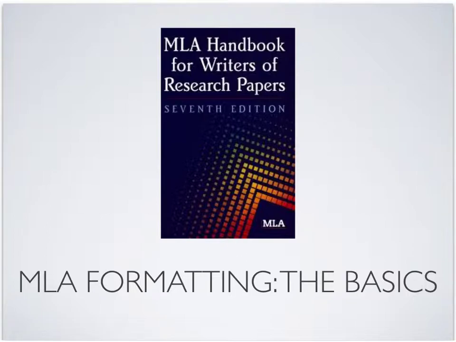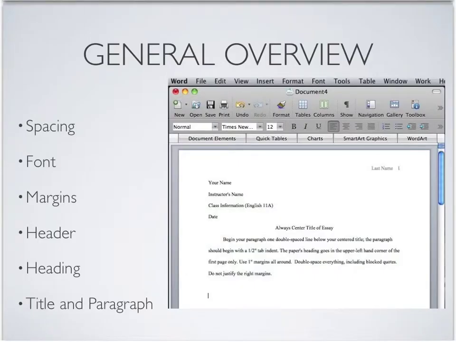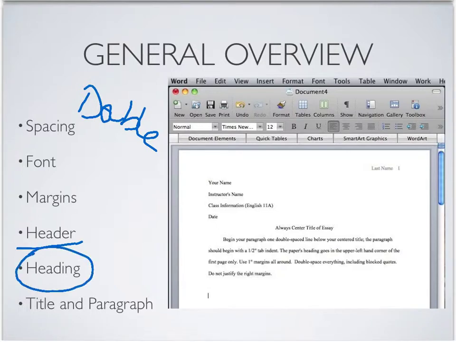smoothly. So first we're just going to talk about the general overview. MLA formatting consists of about 6 main elements. You need to make sure you have proper spacing, and that is pretty much double spacing. Then we're going to move into font, also talking about margins, the differences between a header and a heading. There is a difference. And also, to round out this video, we're going to talk about title, capitalization, and also the overall structure of the paragraph. Do you agree?